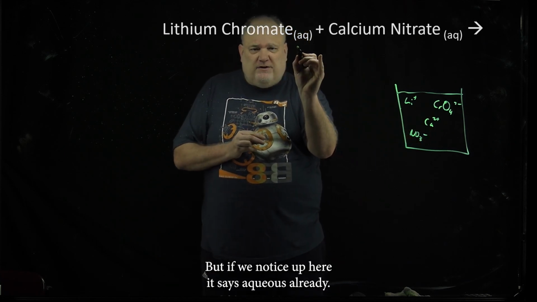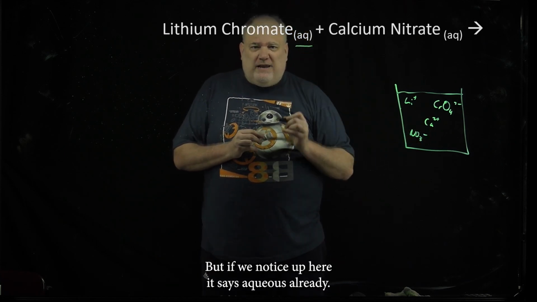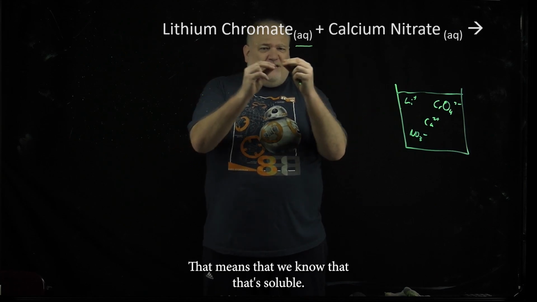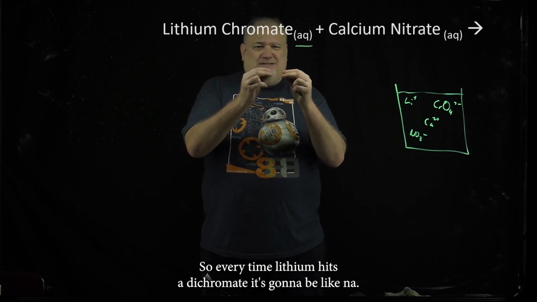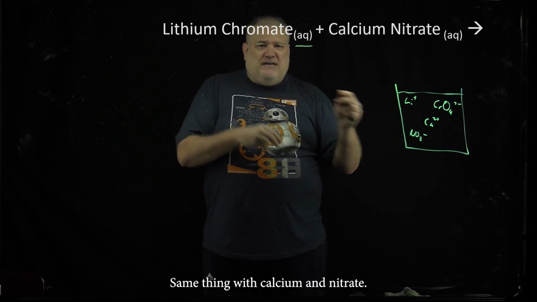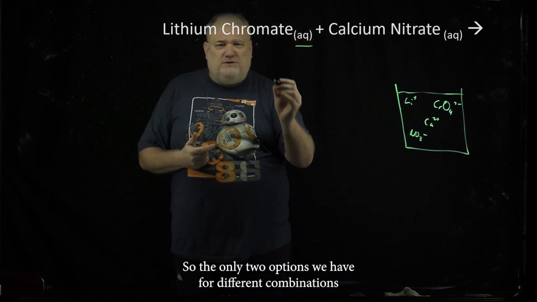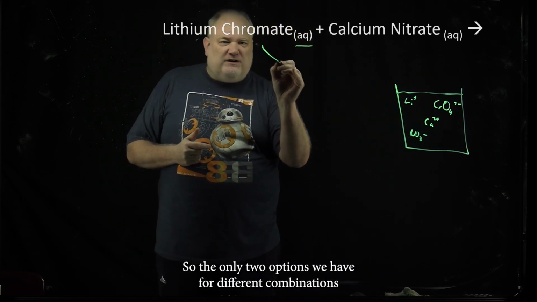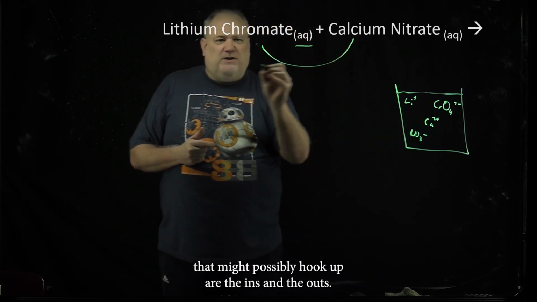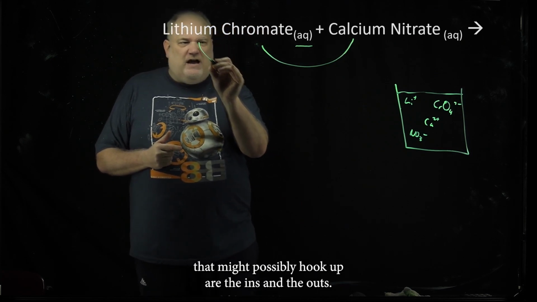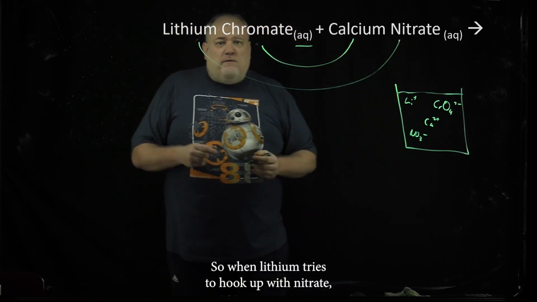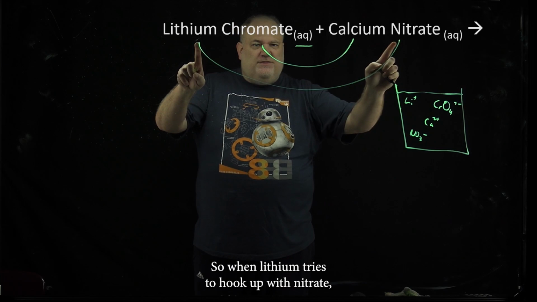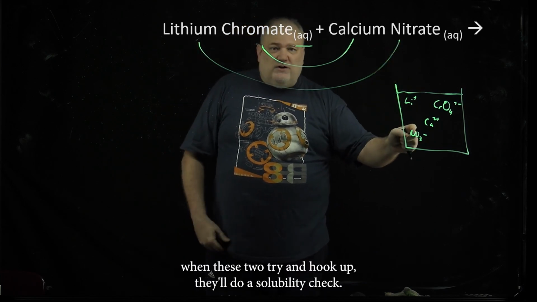But if we notice up here, it says aqueous already. That means that we know that that's soluble. So every time lithium hits into chromate, it's gonna be like, nah. Same thing with calcium and nitrate. So the only two options we have for different combinations that might possibly hook up are the innies and the outies. So when lithium tries to hook up with nitrate, when these two try and hook up, they'll do a solubility check.